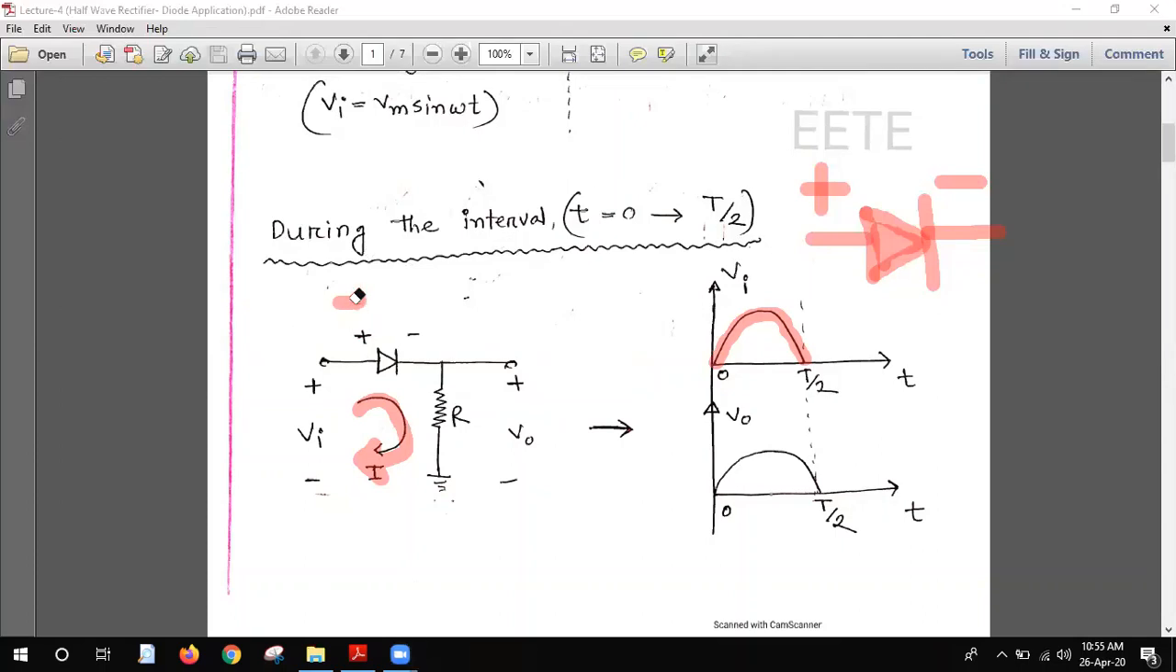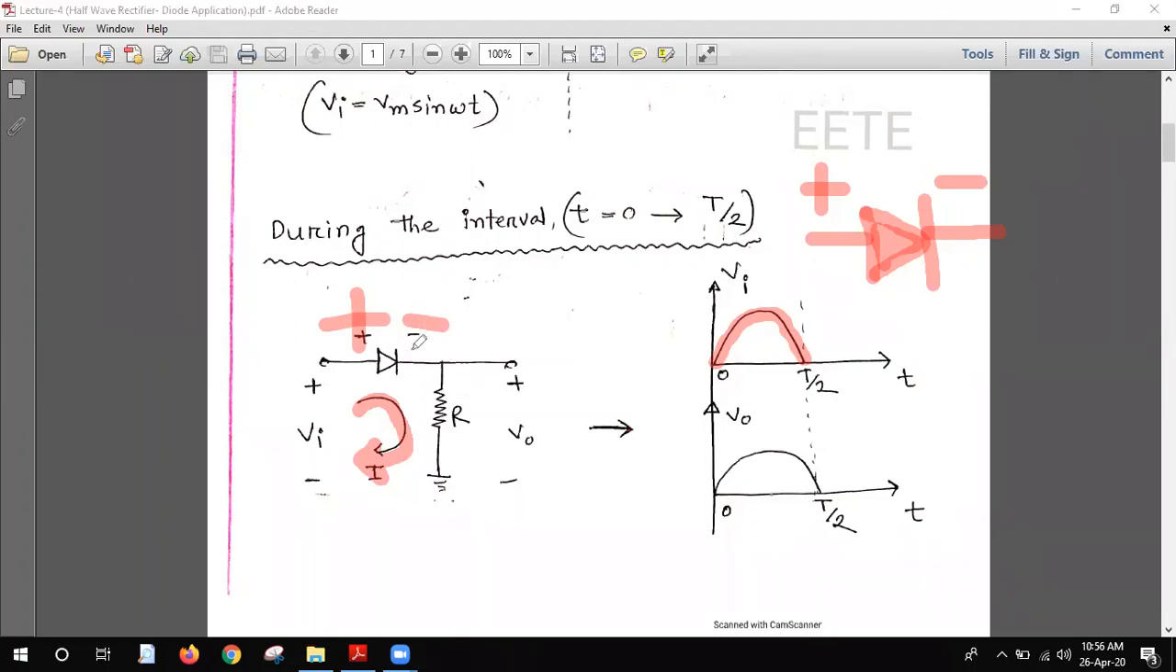The diode is positive. This terminal is the positive terminal and this is the negative terminal. So we can see that the diode is forward biased. That means when the voltage increases from zero, the diode will be positive.